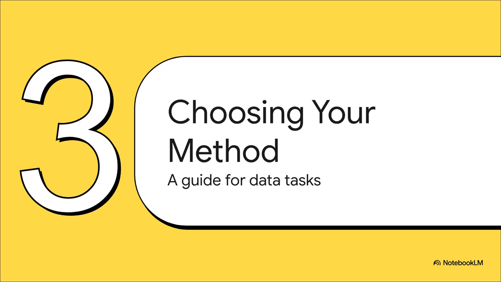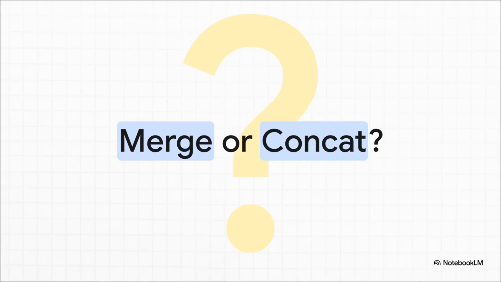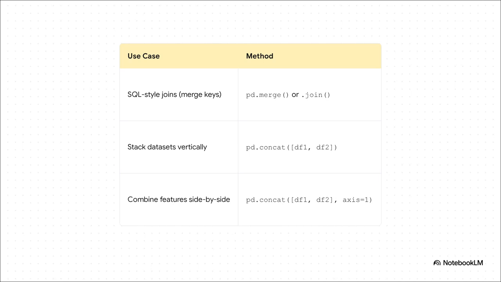Okay, so now we've got these two really powerful tools, merge and concat. The big question, the one you're probably asking, is which one do I use and when? Don't worry, I got you. Let's make this super simple with a quick little cheat sheet so you'll always know which tool to grab from your toolkit. This is really the key takeaway. Just ask yourself one question. Am I trying to combine data based on a shared key, like a user ID or a product ID? If the answer is yes, you want merge. If you're just trying to stack datasets on top of each other to get more rows, or stick them side by side to get more columns, then concat is your best friend.